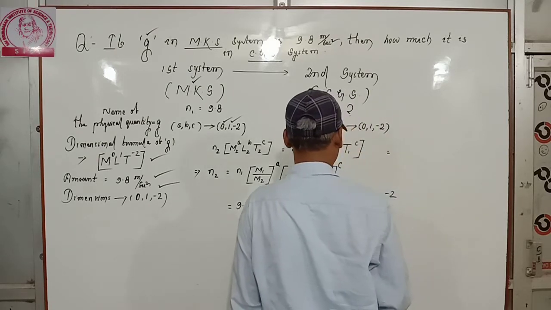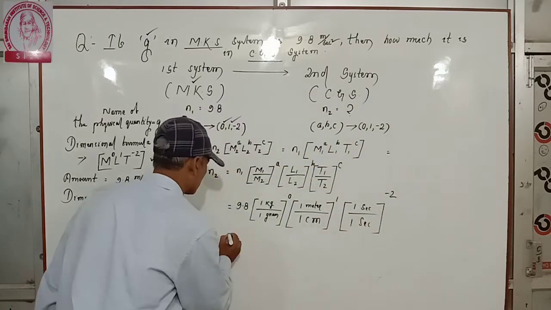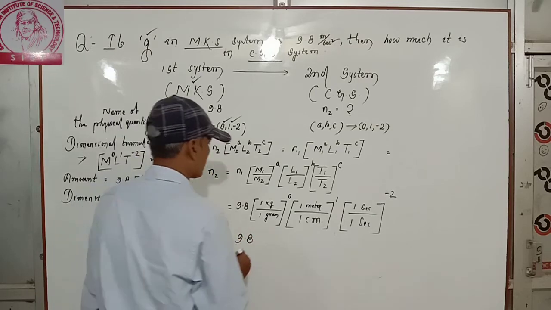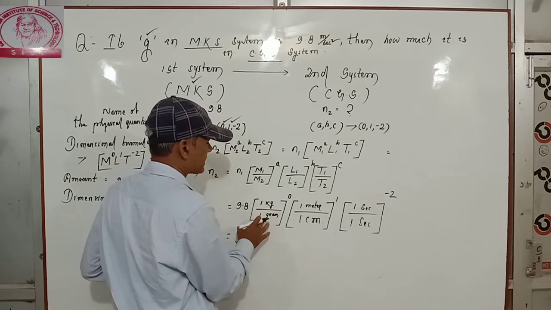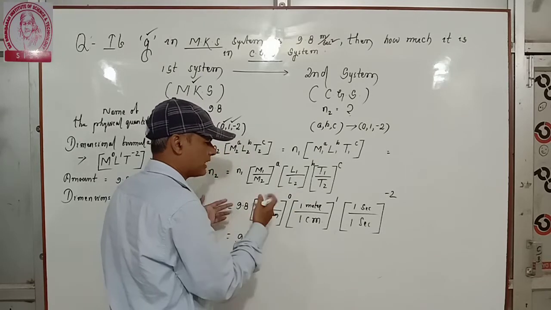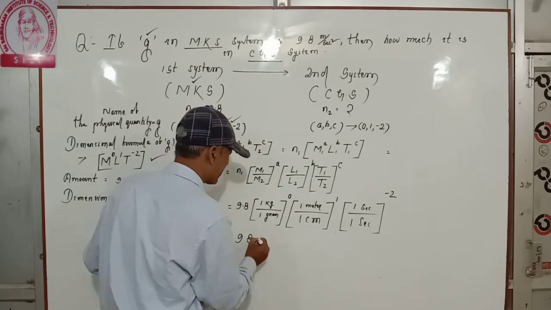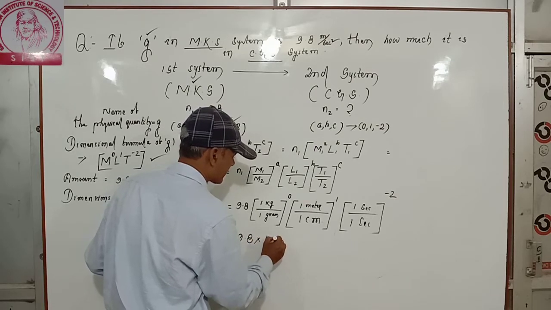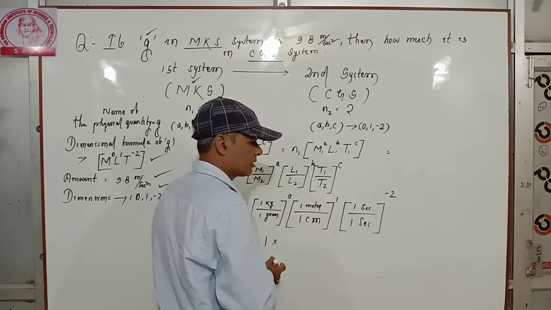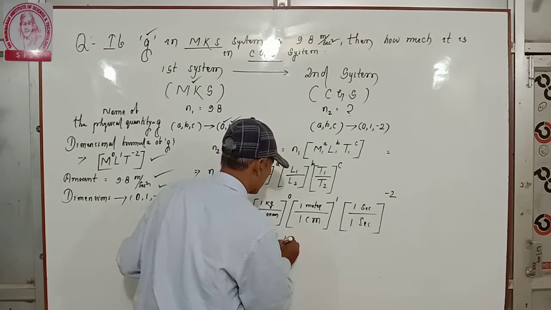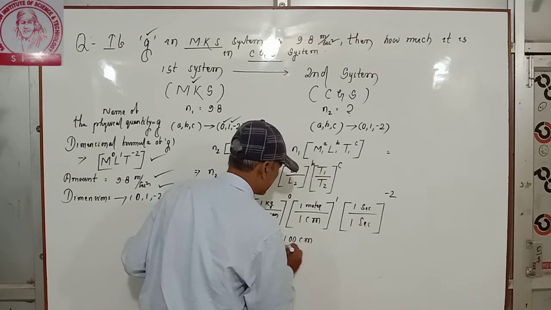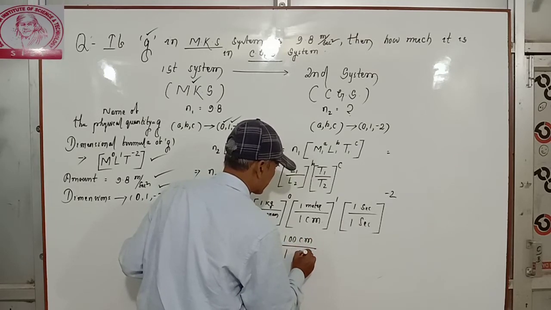Is equal to, right here, 9.8. You see, 1 kg by 1 gram, whatever may be, to the power 0, something to the power 0 is 1. So simply you write it is 1, don't waste time. This is 1 meter. Just write 100 centimeter, whole divided by 1 centimeter.